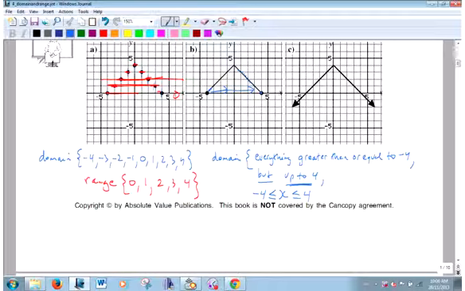Okay? X is sandwiched between these 2 points, isn't it? X is in between 4 and negative 4.